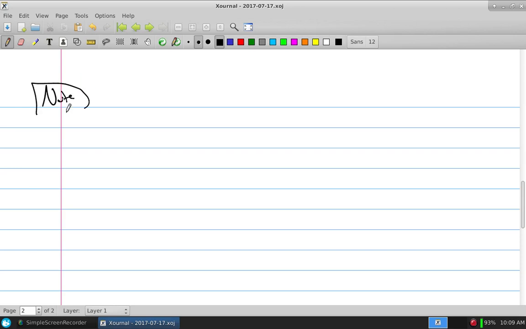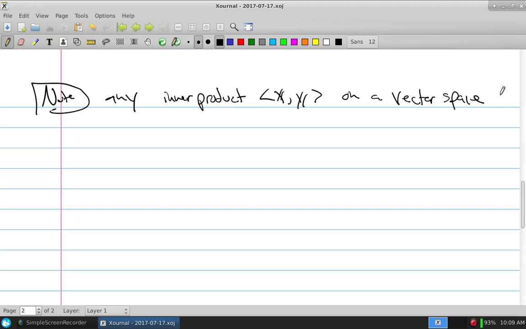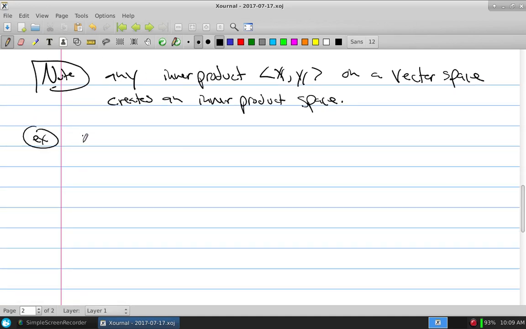Again, note, any inner product XY on a vector space. So you have your vector space. We go ahead and define this operator however you choose to do it. It creates an inner product space. All right, so we've already done one example: Rn with the inner product defined as x transpose y.